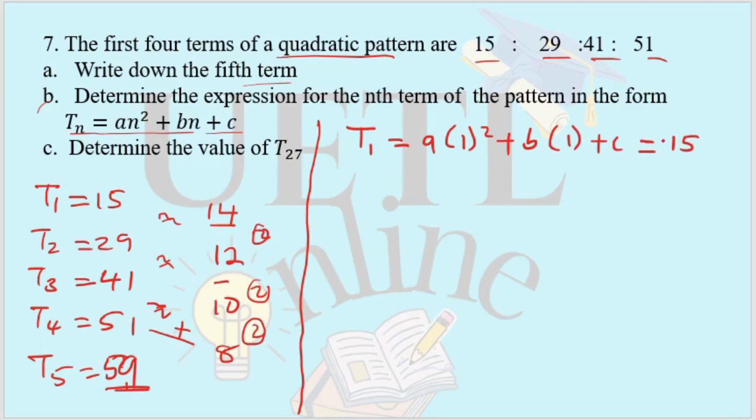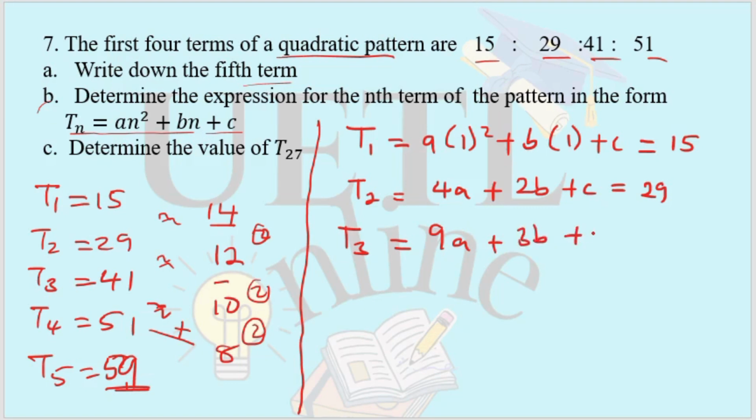Then T2 is equal to, so now let's just square, so it becomes 4A plus 2B plus C is equal to 29, right? Then T3 is equal to 9A plus 3B plus C is equal to 41. So we're going to be using these three equations to find our A, B, and C. Okay, so how do we do that?